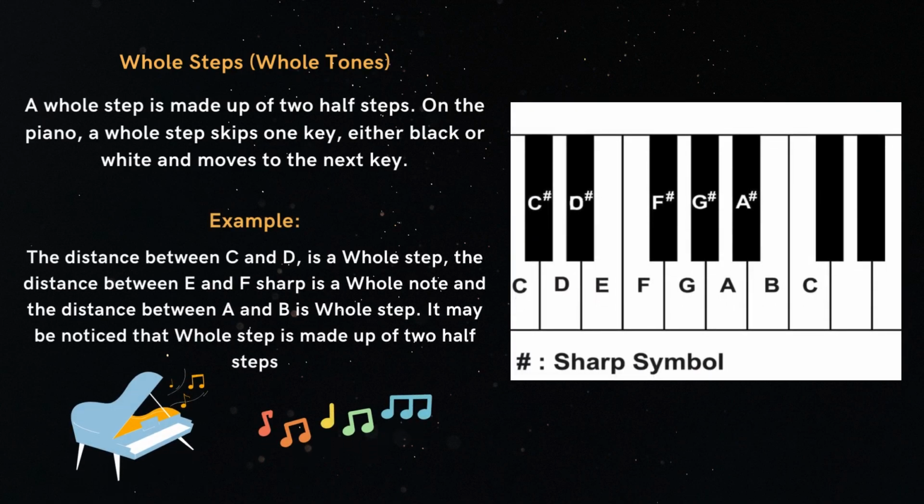Whole steps, or whole tones. A whole step is made up of 2 half steps. On the piano, a whole step skips one key, either black or white, and moves to the next key. Example: the distance between C and D is a whole step. The distance between E and F sharp is a whole step, and the distance between A and B is a whole step. It may be noticed that a whole step is made up of 2 half steps.